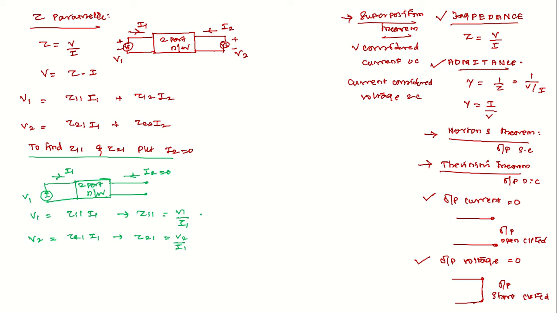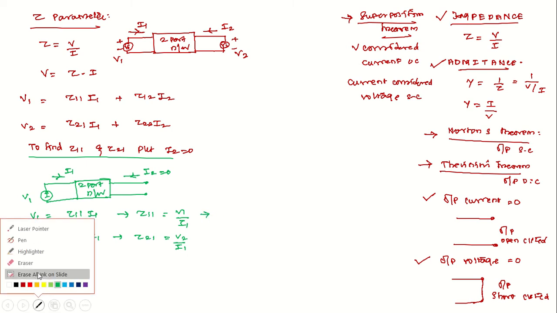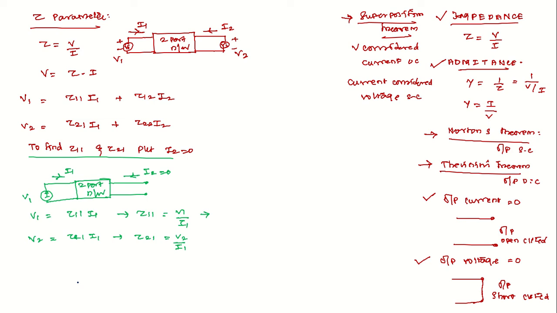Now we need to name this, right? So this Z11 is V by I, right? V by I means that is called your impedance. So this impedance is called your input impedance. This is called your input impedance when the output current is 0.